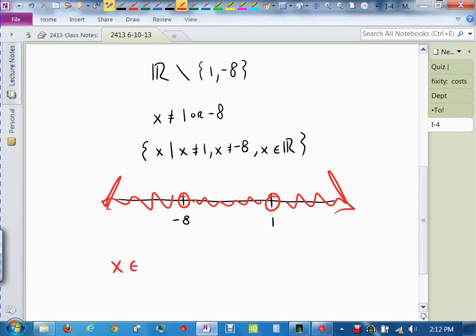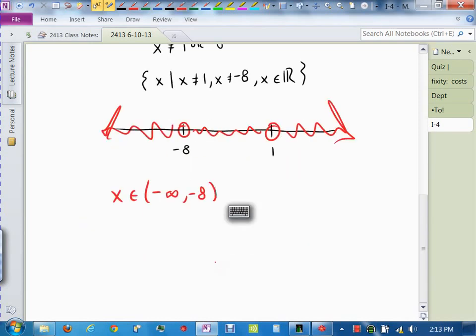X must be an element of negative infinity to negative 8. Don't include negative 8, right? Union, negative 8 to 1. Don't include negative 8 or 1. Union, what? 1 to infinity.